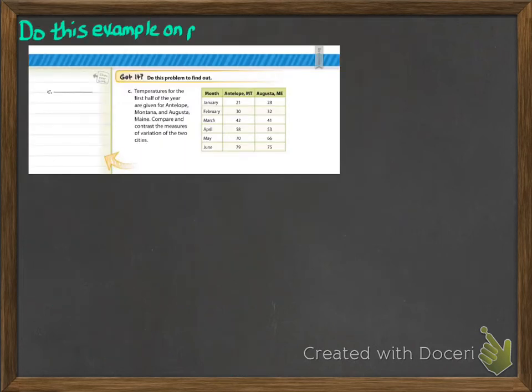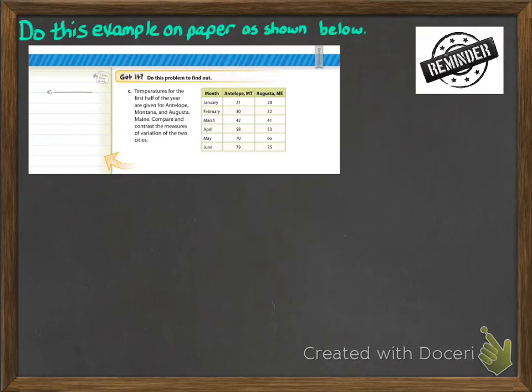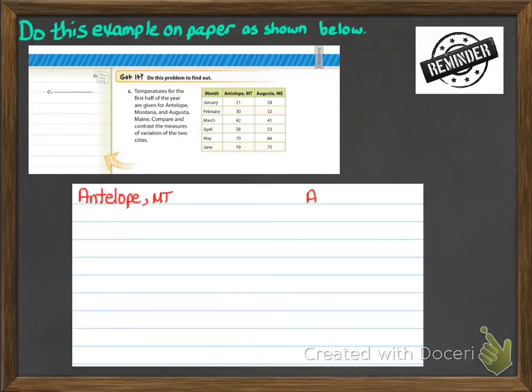Now it's your turn to give this a try. So I want you to do this example on paper as shown below. Now I haven't shown you your piece of paper yet, but I want to review a couple things before you get started. So reminder, I want you to get your piece of paper out, which you should already have out, and divide the two sides in half. The left side we're going to label Antelope, and the other side we're going to label Augusta. So these are the names of two cities. One's in Montana, the other one is in Maine, and their temperatures for different months.